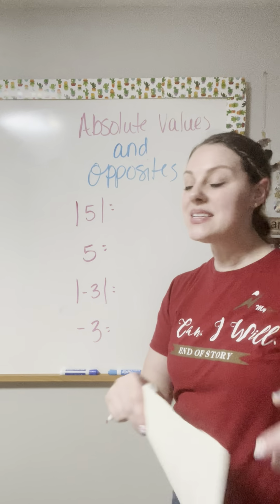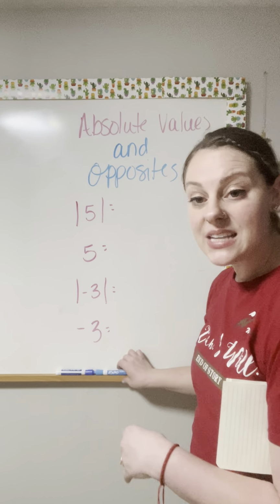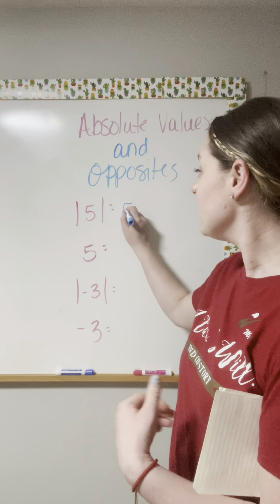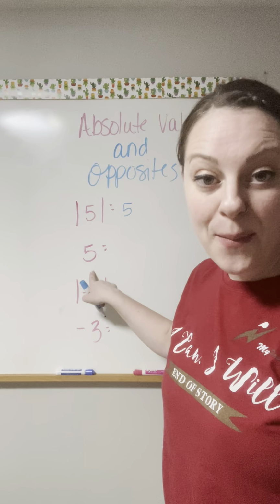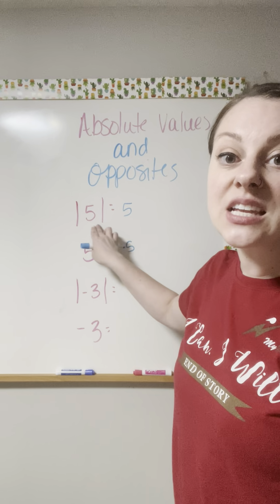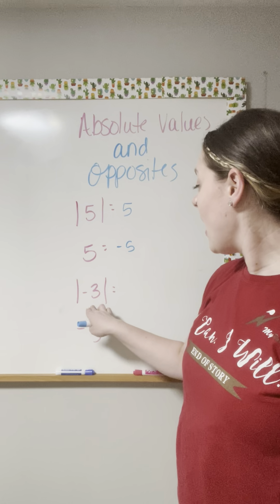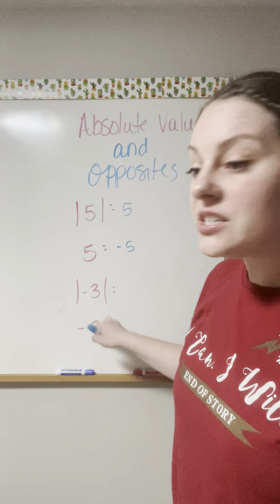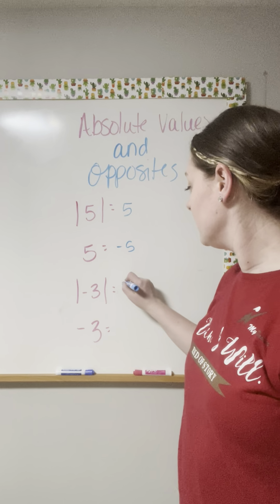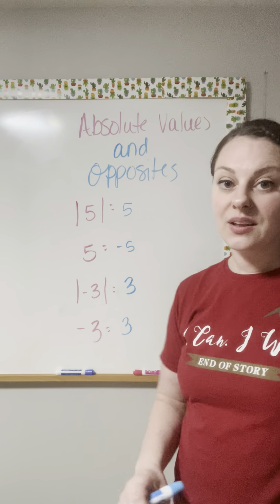Last little go around. The absolute value of 5. The absolute value of 5 is asking how far away from 0 is 5. And it's 5. Now this one, what is the opposite of 5? Negative 5. Okay. This is asking you how far from 0 it is. This is just telling me what's the opposite. The absolute value of negative 3. How far away from 0 is negative 3? 3. And then the opposite of negative 3 is 3.